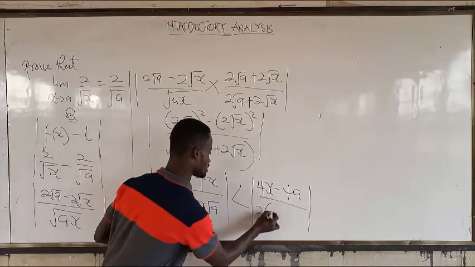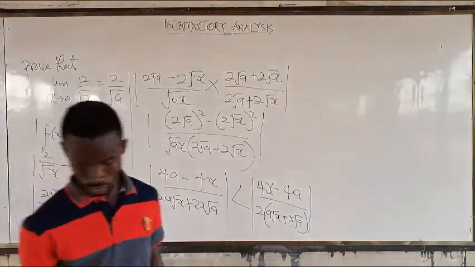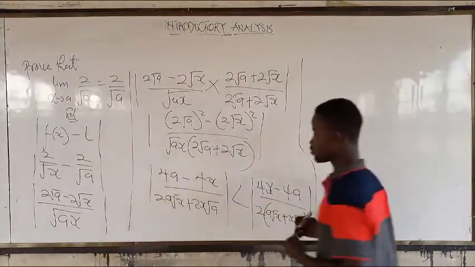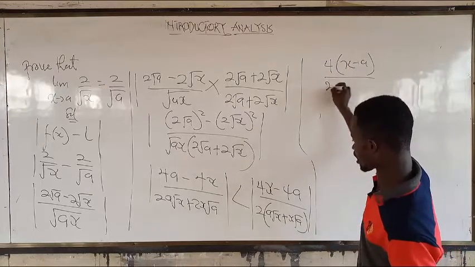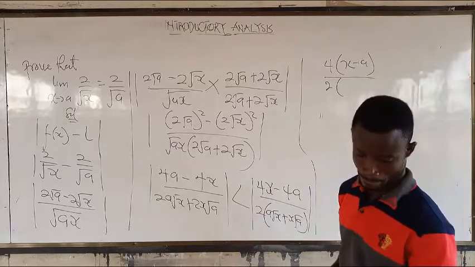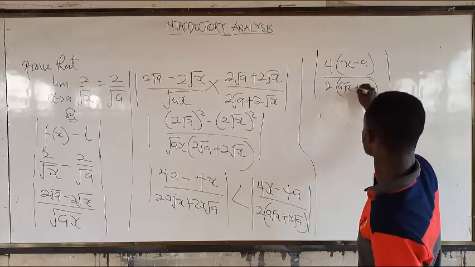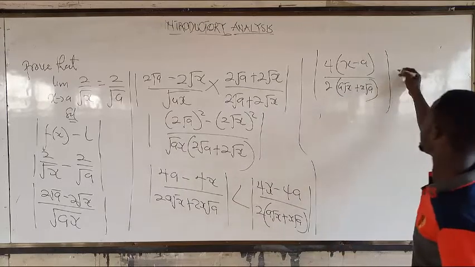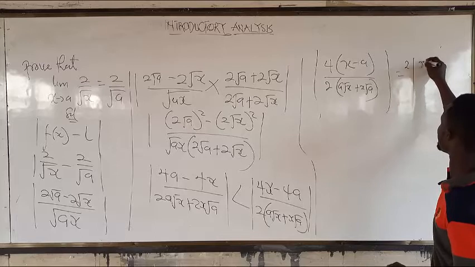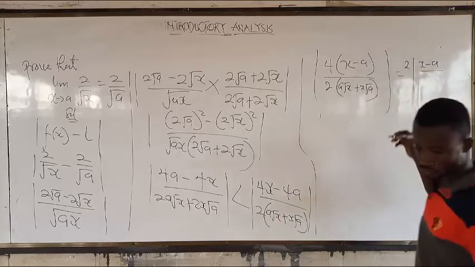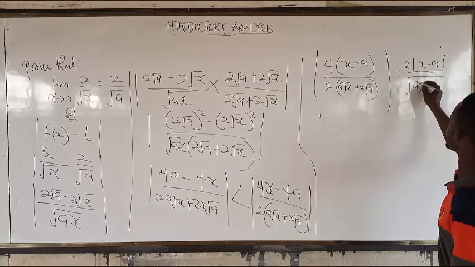Here we can factor 2 out. So we get a square root of x plus x square root of a. Very good. So when we factor 4 out here, we get 4 times x minus a over, then here the 2 can come out. Then we get a square root of x plus x square root of a. Very good. And this is the same as 2 out, x minus a over square root of a square root of x.